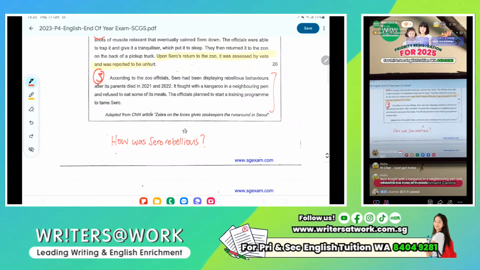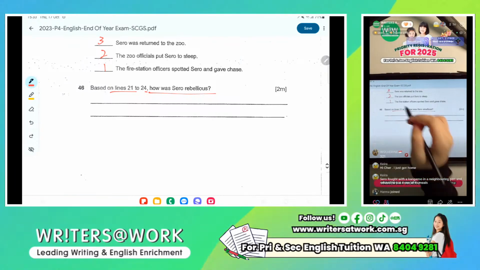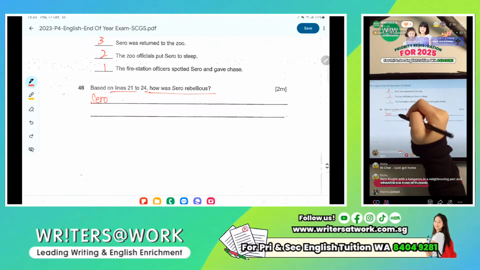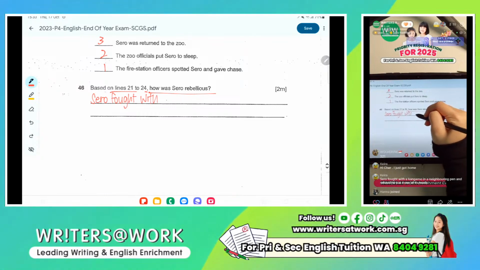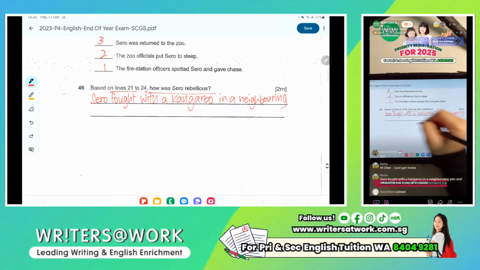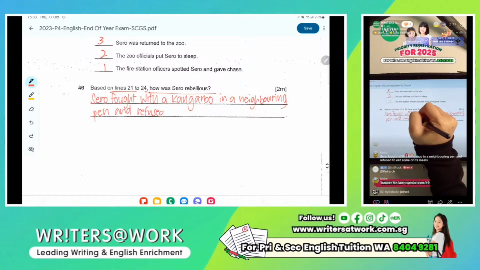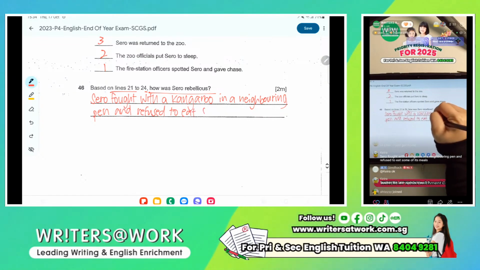Kira says Sarah fought with a kangaroo in a neighboring pen and refused to eat some of its meals. Very well done. That is exactly the answer that is given for this question. So Sarah fought with a kangaroo. Sarah is a zebra. So Sarah fought with a kangaroo in a neighboring pen, and refused to eat some of its meals.